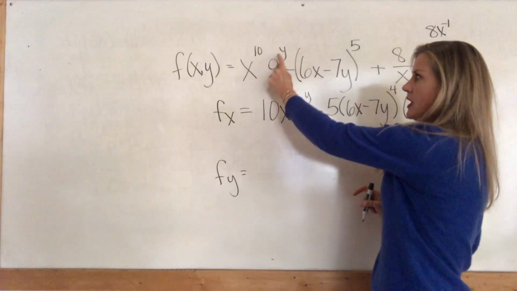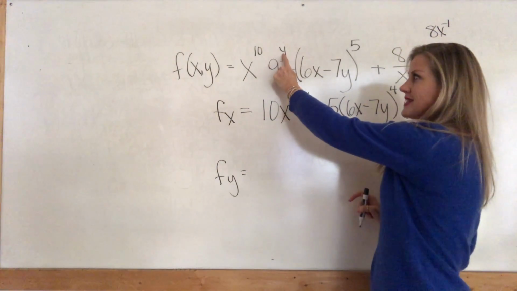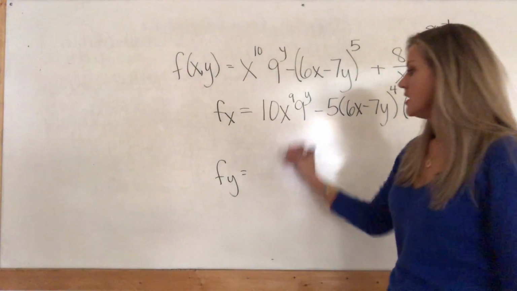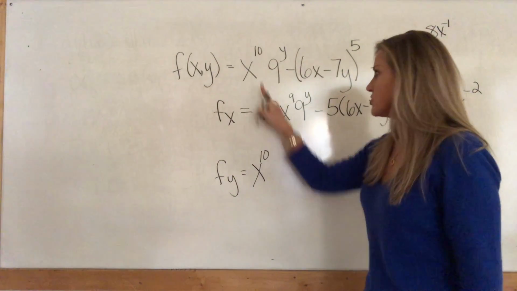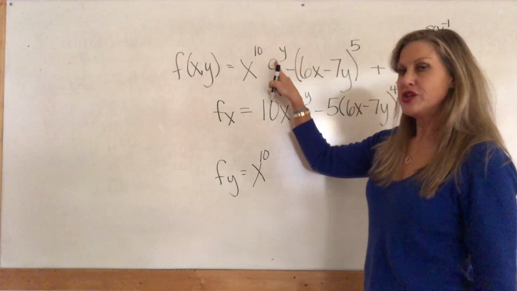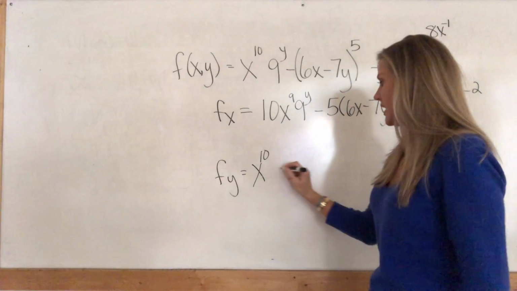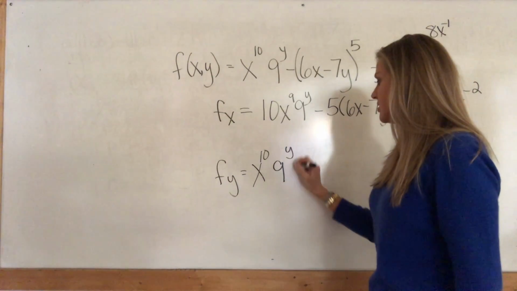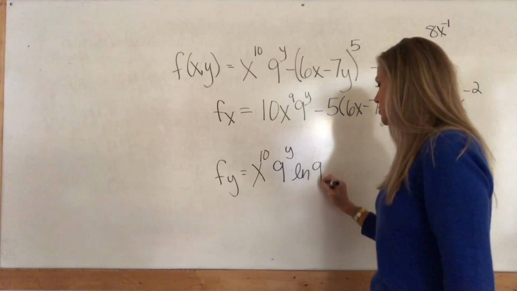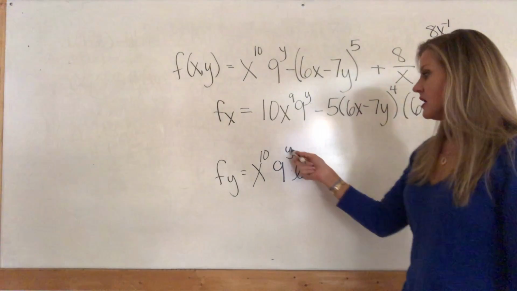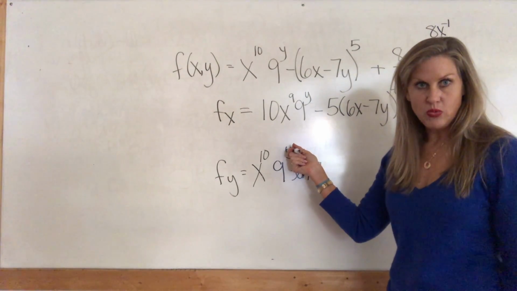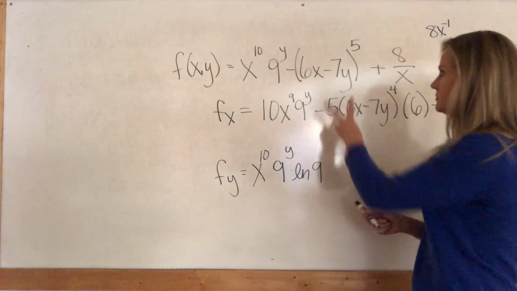The first term has a y. The y is in the exponent location. Everything else just trails along. The derivative of 9 to the y is 9 to the y times the natural log of 9 times the derivative of 1y, which is just 1.